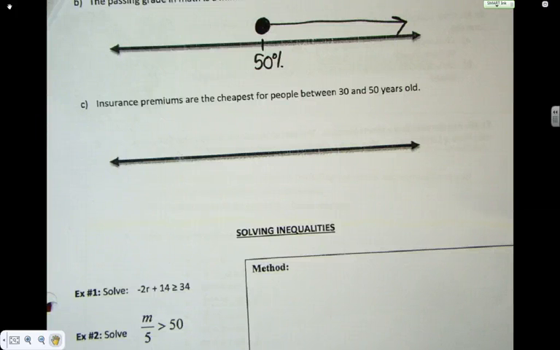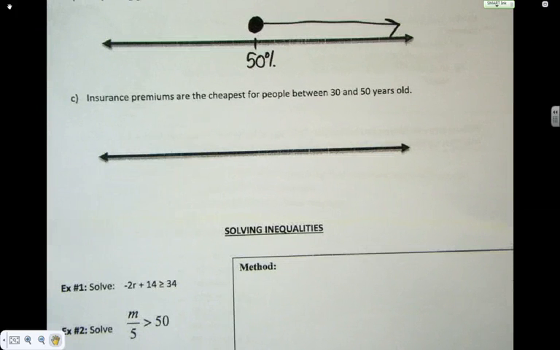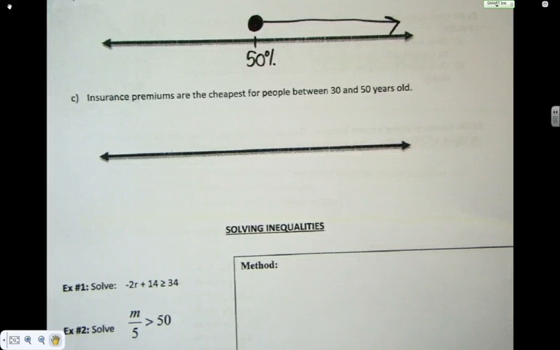Insurance premiums are the cheapest for people between 30 and 50. And that's true. So I'm right now in the cheapest premiums. Yay! Why are they more expensive for people under 30? Because they make bad choices. That's exactly right. What about people older than 50? They're smart. They've been around a long time. They're not making bad choices. Why are insurance premiums high for people over 50? Because they have more health issues. They're closer to death than people that are under 50. So that's actually true. Cheapest when you're between 30 and 50.